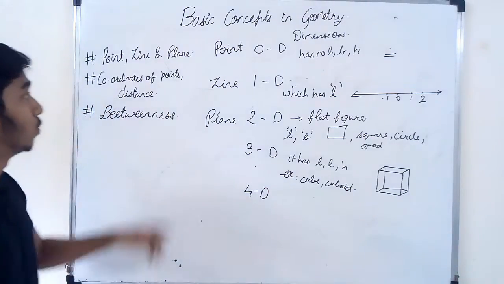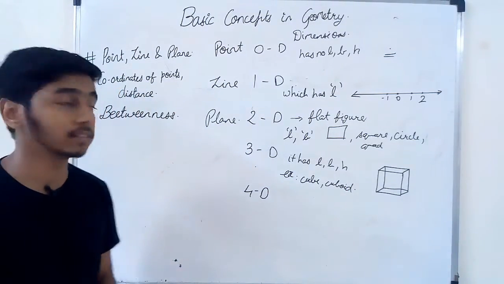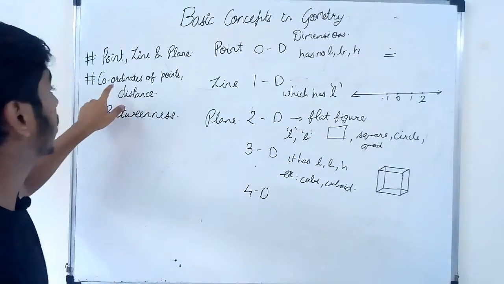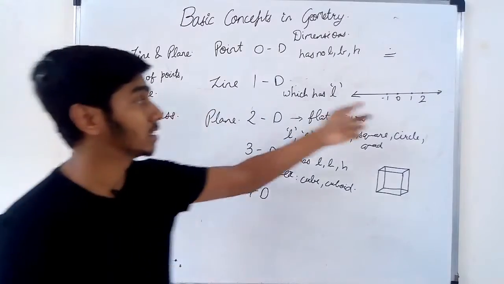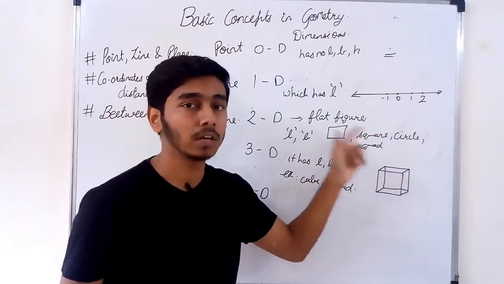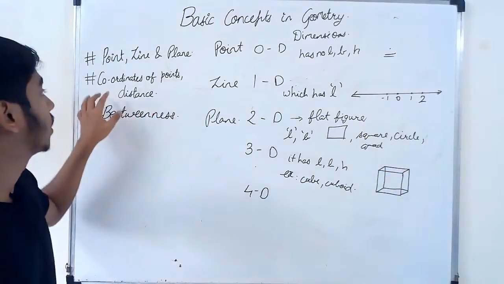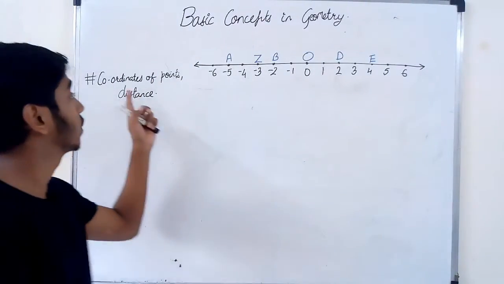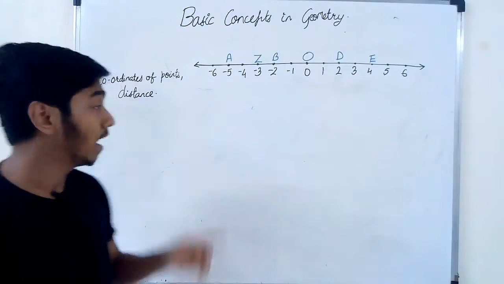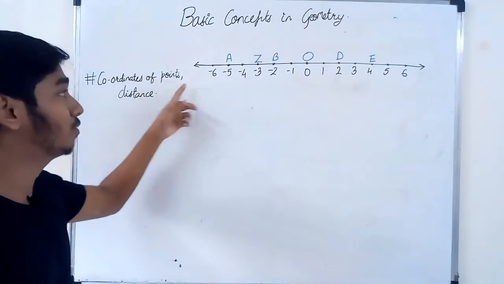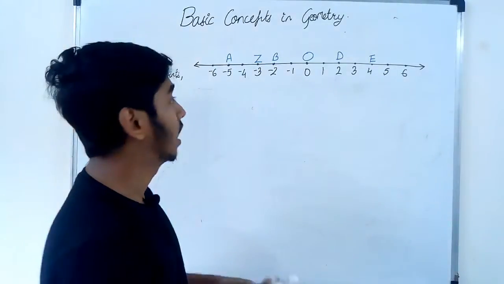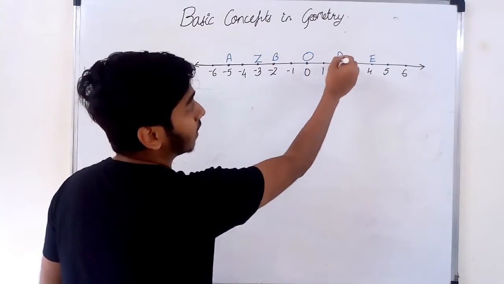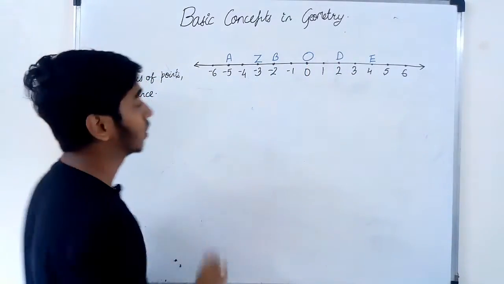Now we'll see what is coordinates of a point and distance. Basically in this chapter we are discussing coordinates of points, meaning we are discussing lines or a number line. On a number line we are going to find the coordinates of points. So now we are starting with coordinates of points and distance. Let's see how to find the coordinates of any point which is given to us. For example, in this, if you want to find, let's say, the coordinate of D.